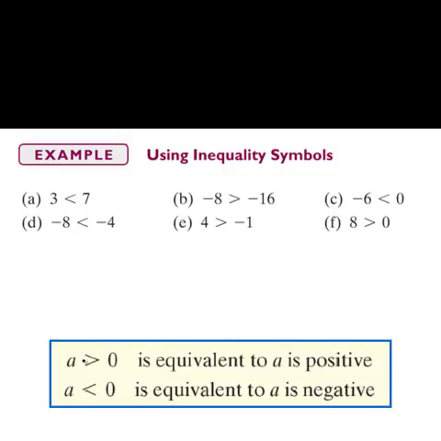Hopefully all these make sense. If we say that A is greater than 0, where A is some number, then A is positive. A is some positive number if A is greater than 0. A is less than 0 means that A is a negative number.